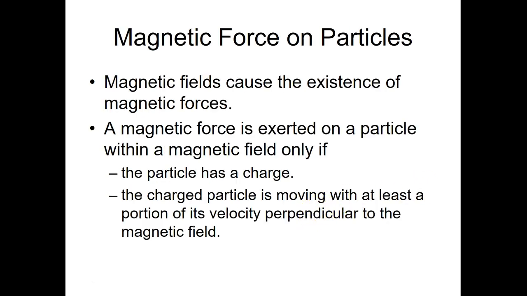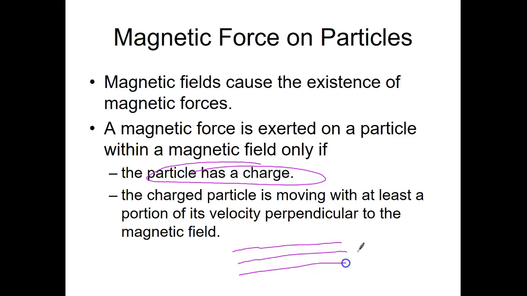So on the next one, this one just talks about the magnetic force on particles. Magnetic fields do cause the existence of magnetic forces. And so anytime you have a magnetic force, it's exerted on a particle within a magnetic field only if that particle has a charge. So whatever it is that's affected by the magnet, that thing has to have a charge. And that charged particle is going to move with at least a portion of its velocity perpendicular to the magnetic field. So if you have a magnetic field, and we abbreviate that with a B, the particle cannot be moving along the magnetic field.